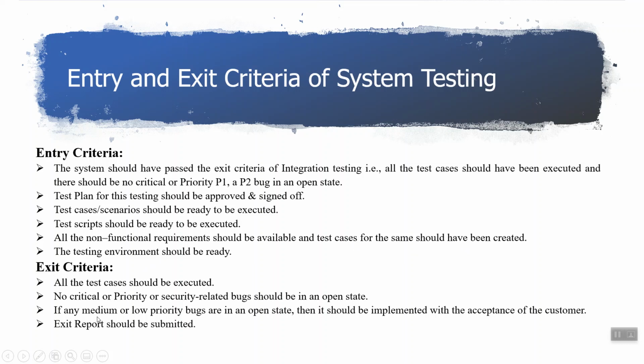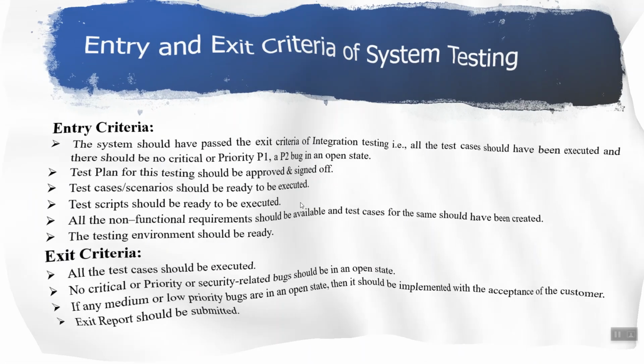In exit criteria, all the test cases should be executed for the system testing. No critical or priority or security related bugs should be in an open state. If any medium or low priority bugs are in open state, they should be implemented with the acceptance of the customer. Exit reports should be submitted before system testing is marked done. So these are some points in exit criteria.